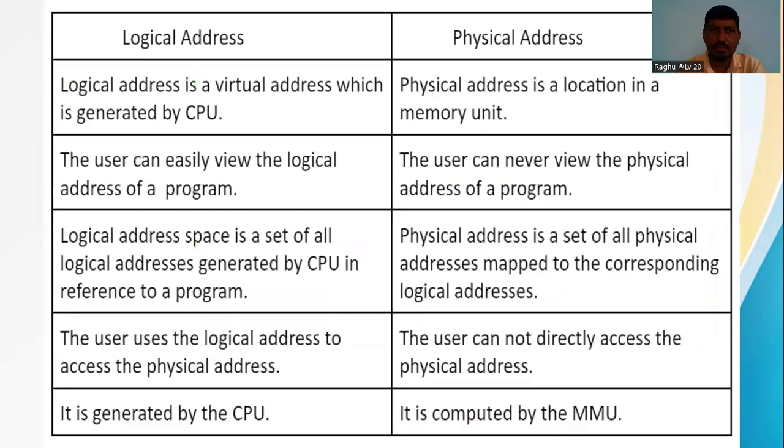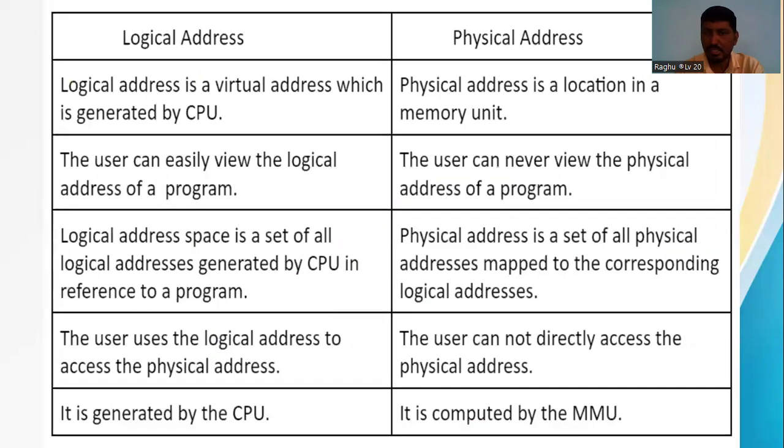And these are the two differences between the logical address and physical address. The logical address is a virtual address which is generated by the CPU, and the physical address is located in the main memory unit. The users can easily view the logical address of a program, but the user never views the physical address of a program. The logical address space is the set of all logical addresses generated by the CPU in reference to a program.